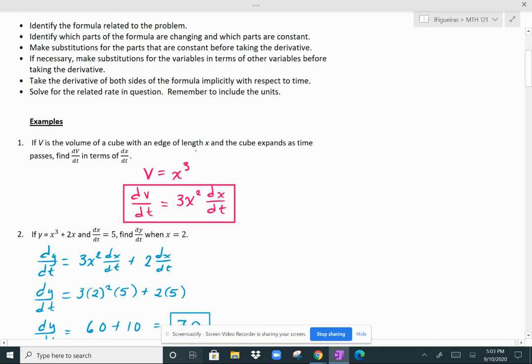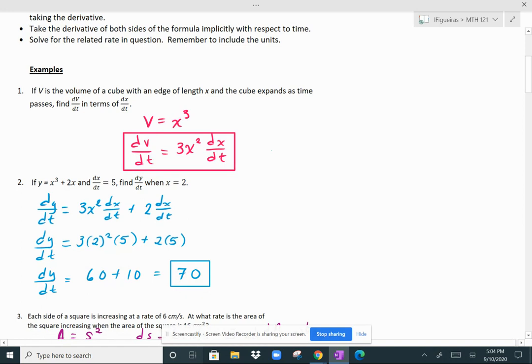So we need a formula, and since you're told that the length of an edge is x, your volume is x cubed. So when you take the derivative of both sides, the derivative of V as this cube expands over time is dV/dt, and the derivative of x cubed, this is not with respect to x, this is with respect to time, is 3x squared times dx/dt. So again, you can think of it like the chain rule, where the cubed is the outer function, and then you have to take the derivative of x. But the derivative of x is dx/dt. So we've answered the question. dV/dt is expressed in terms of dx/dt.